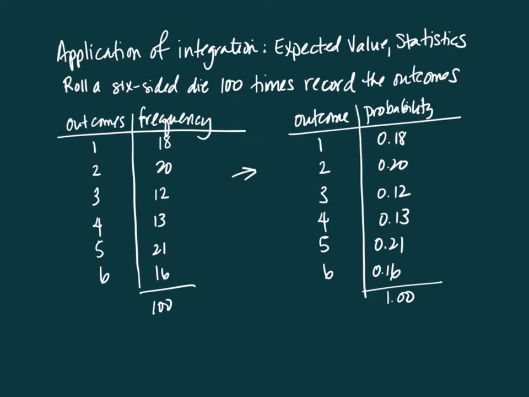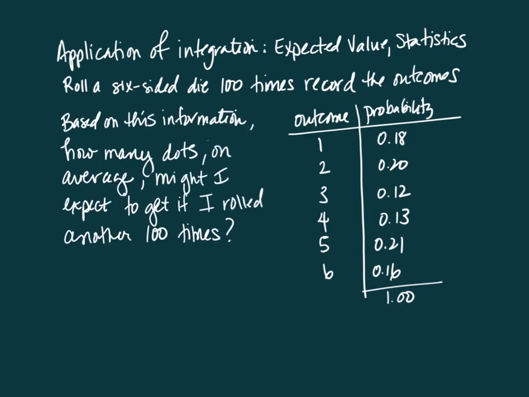So how do we use that to come up with, let's say I wanted to do this experiment another 100 times. What number of dots can I expect on average to get on a roll? Based on this information, our table that has these outcomes and probabilities, how many dots on average might I expect to get if I rolled another 100 times?